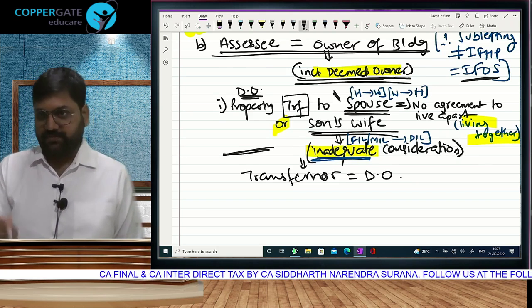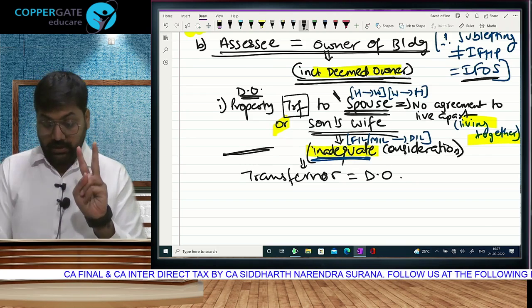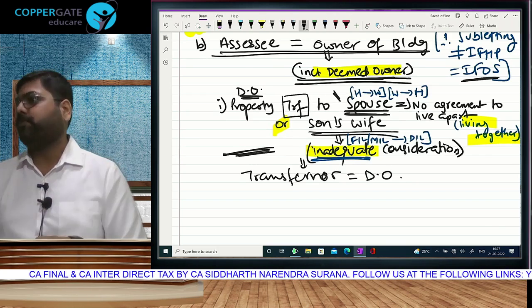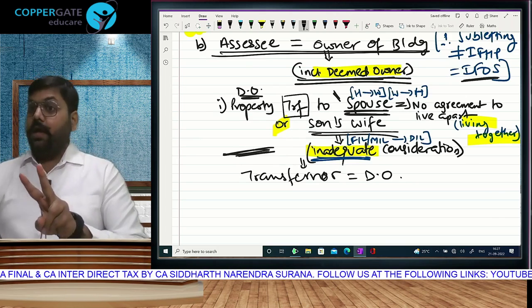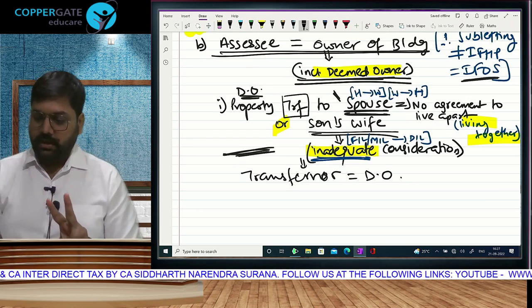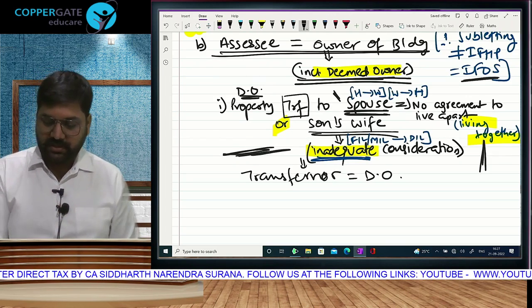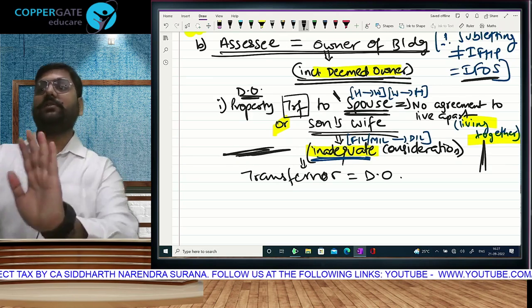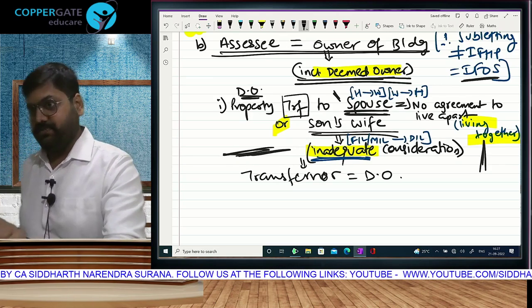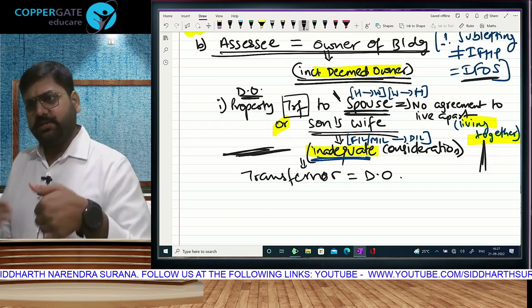Let me create the situation first. Transfer is to spouse. Inadequate, because if it had been adequate then this point is not applicable. Inadequate consideration. And they are living together or no? Yes. They are living together. This condition is fulfilled, this condition is fulfilled. So the transferor is deemed owner, any rent will be taxed for the transferor. Wait. Okay? Is it going fine?